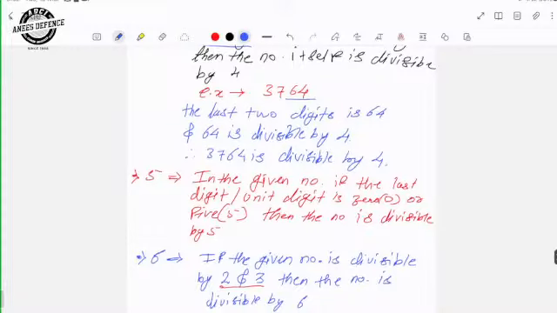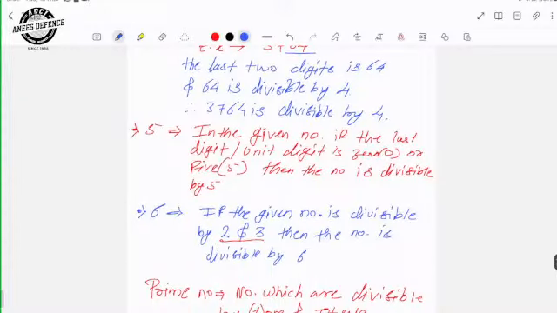Now for the 6, if your given number is divisible by both 2 and 3, not only by 2 or only by 3, both 2 and 3, then your number will be divisible by 6. For example, see, you have the number 12. Yeah, you have the number 9.